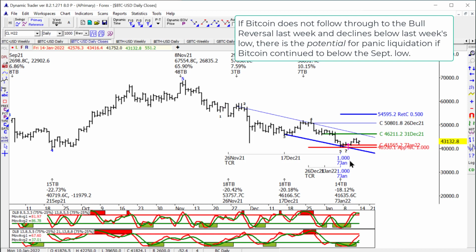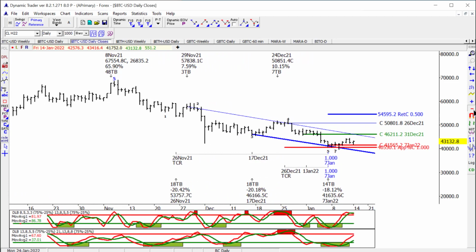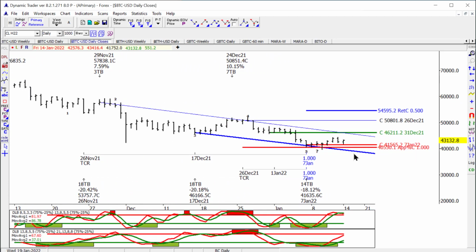Now, there were time, price, pattern, dual time frame momentum. Everything was coming together at this point in time, just a little bit above that low. But if this fails to follow through to the upside, I could easily see some panic liquidation in Bitcoin if it were to decline below last week's low and then below the September low. So again, you want to get out, that's your stop, if there's no follow through, and if Bitcoin happens to turn around and take out the low.